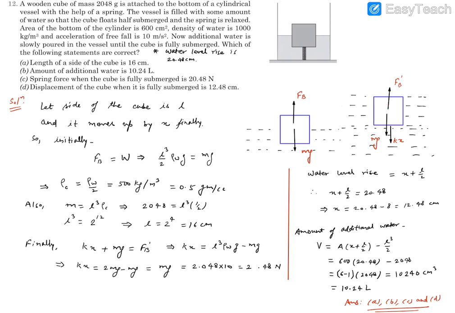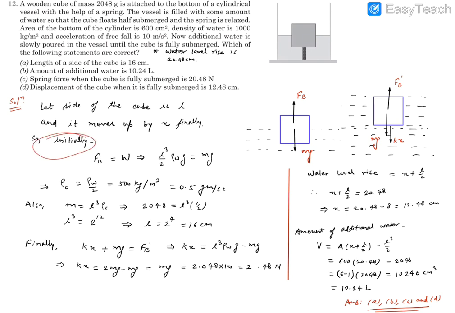The FBD will say that buoyancy, which is now going to be different, of course, is going to balance mg and kx, because the spring will get elongated by the same amount the cube moves up, and we have assumed that amount is x, so the spring force will be kx. Initially the spring force was not there because elongation or compression in the spring was missing. The spring was basically relaxed.